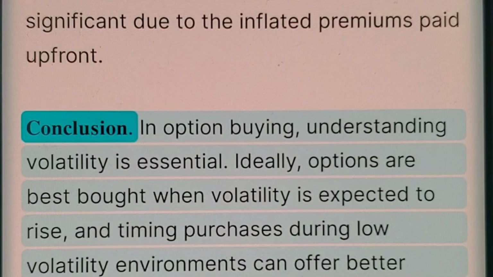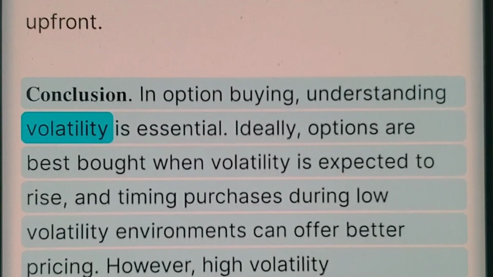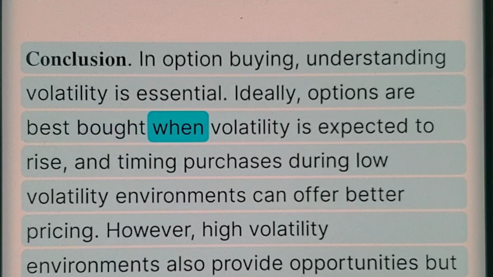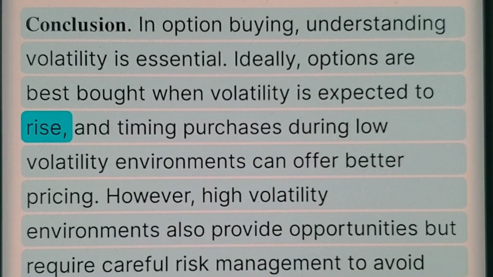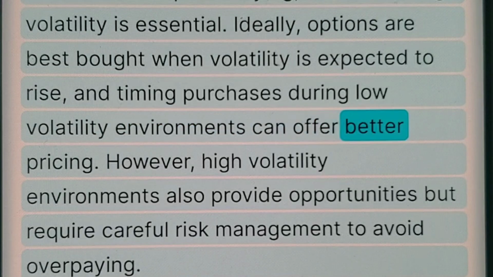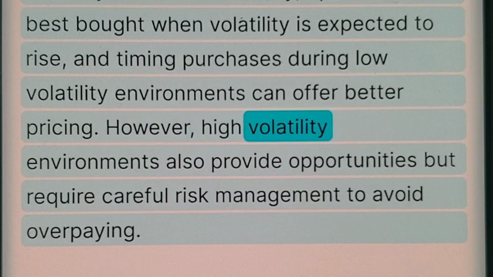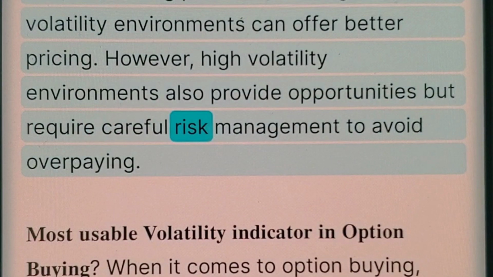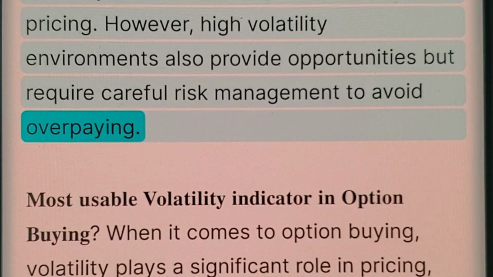Conclusion. In option buying, understanding volatility is essential. Ideally, options are best bought when volatility is expected to rise, and timing purchases during low volatility environments can offer better pricing. However, high volatility environments also provide opportunities but require careful risk management to avoid overpaying.